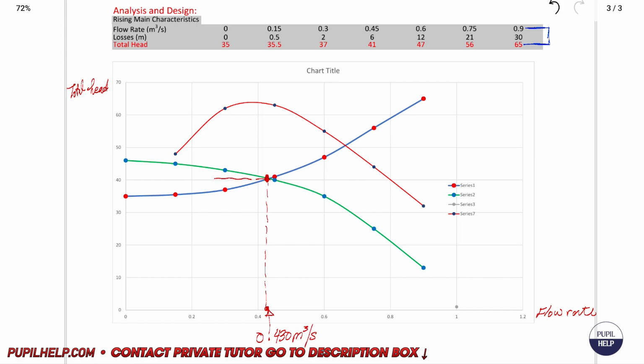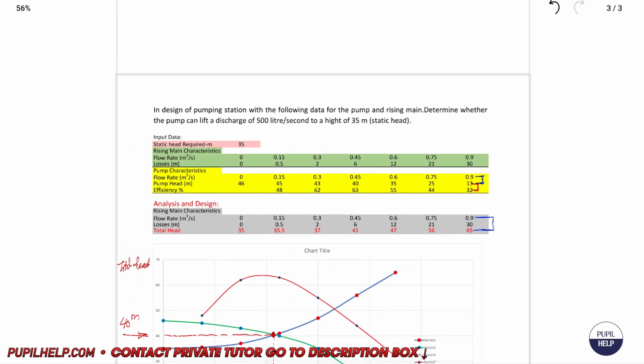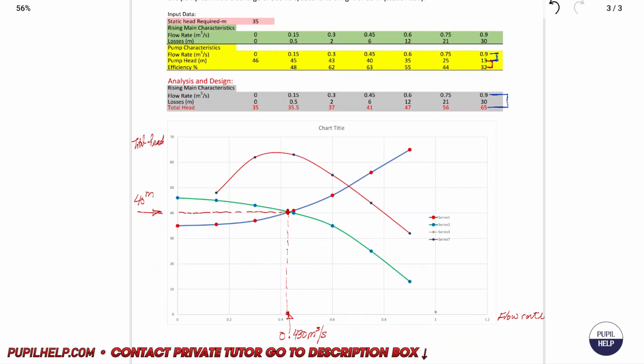And now for 35 meter. So now for this pump, the question is whether it can achieve 500 liters per second for a static head of 35 meters. Here it is 0.43 meter cube per second, which equals 430 liters per second. And this is less than the 500 liters per second required in the question. So this pump cannot achieve the performance we required.